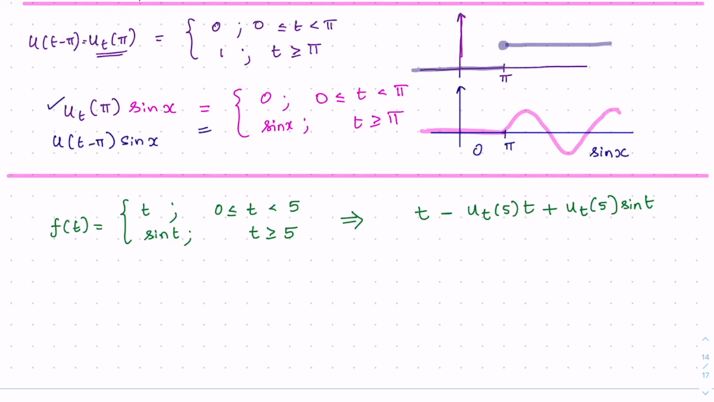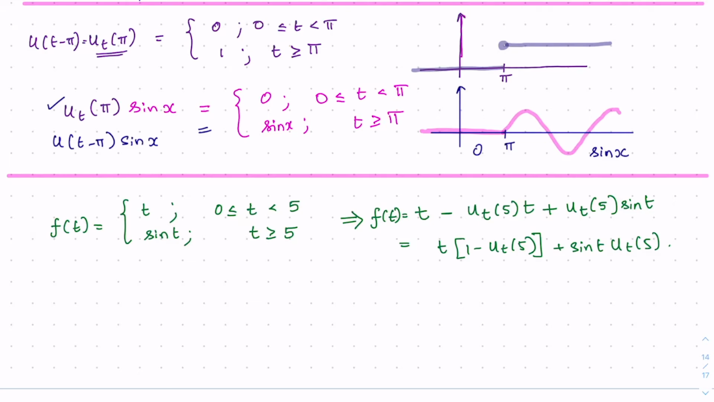So that's why I like this notation, right? The function that you have written can be written this way, and you can simplify this. If you simplify this, it is t times 1 minus u_t of 5, plus sine t times u_t of 5. Again, there are a lot of pattern matchings you can do. I'll let you explore that on your own. A lot of things that you can do, you can work with them and so on.